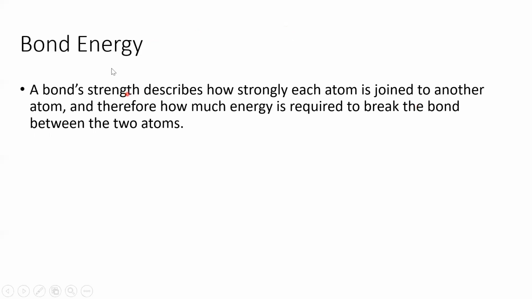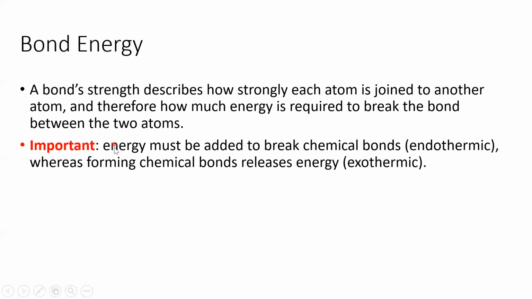So when we talk about bond energy, it's related to the strength of the bond, okay? And bonds are what hold atoms together in a compound. So the stronger the bond, the more energy is required to break that bond. Okay, and it's important to know that when we break chemical bonds, energy is required. It's an endothermic process. You have to add energy in order to break chemical bonds. But when we make chemical bonds, energy is released, or it's exothermic.